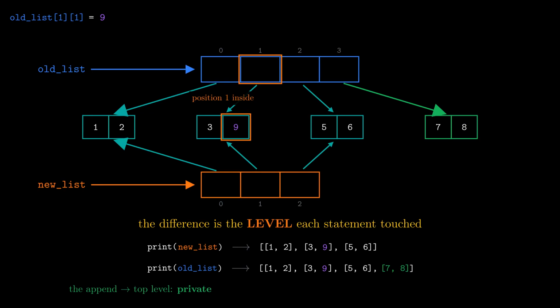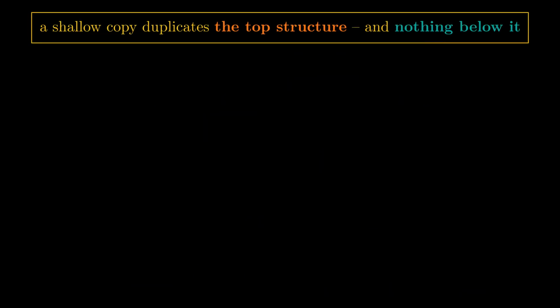The append changed the top level object, which belongs to old list alone. The 9 changed a sublist object, and that object is shared. Both names hold an arrow pointing straight at it. Here is the rule in one sentence. A shallow copy duplicates the top structure and nothing underneath it.